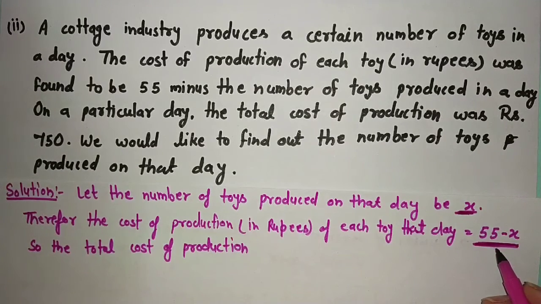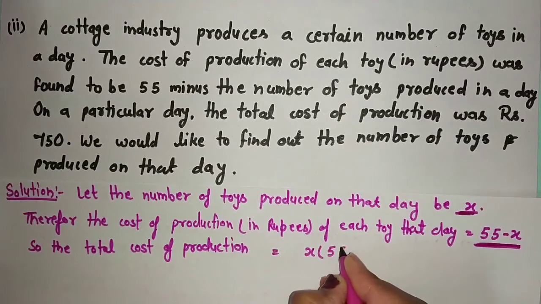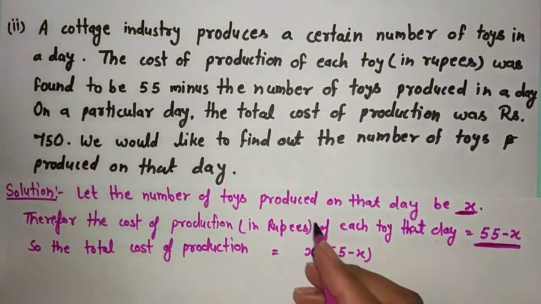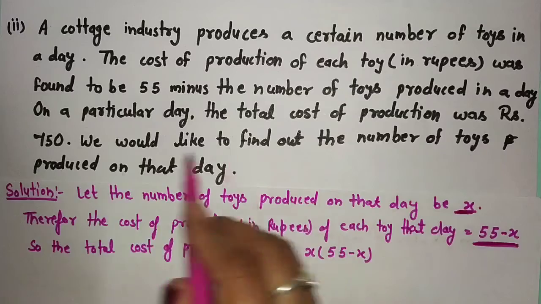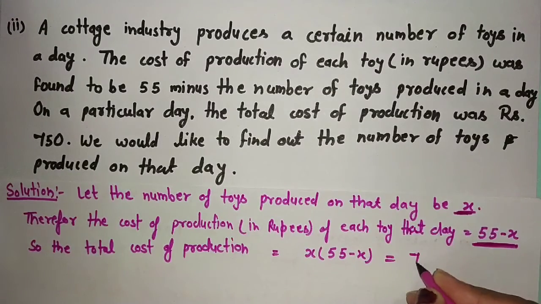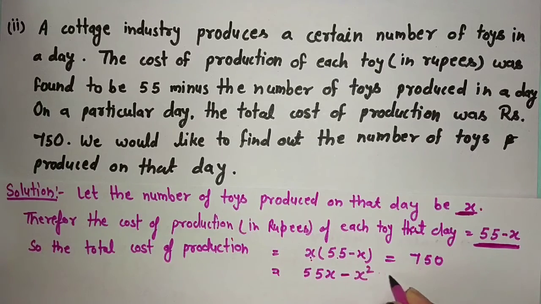Therefore, the cost of production is x multiply 55 minus x. And it is given that on a particular day the total cost of production was 750. The total cost of production, that is x multiply 55 minus x, is equal to 750. x multiply 55 we get 55x, and x multiply minus x we get minus x square, is equal to 750.